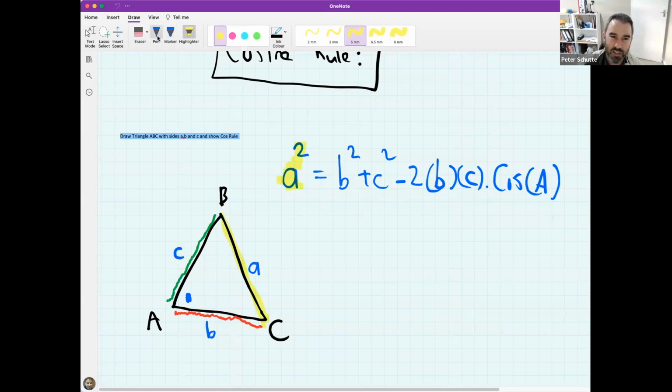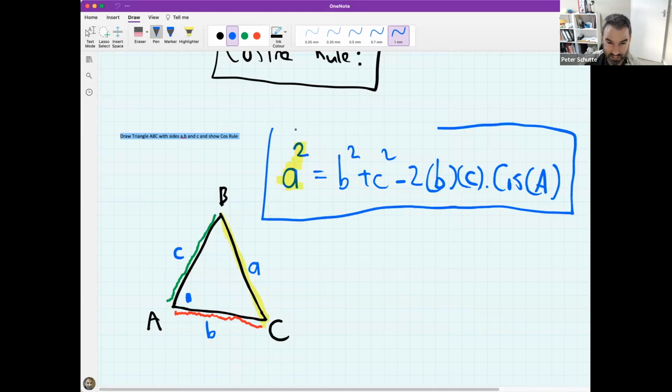Okay, now that is a bit of a mouthful to start with, but you'll see by the end of this lesson, it's actually very easy to use. But I just want to give you a chance for a vote now. Give me a thumbs up if the basic idea of the cos rule, as I've described it here, makes sense.